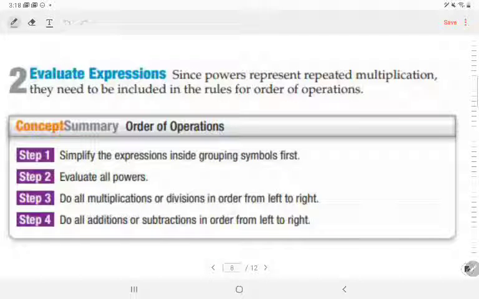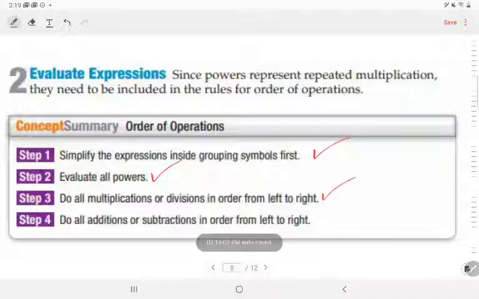All right, so since the powers represent repeated multiplication, they need to be included in the rules for order of operations. So first step would be to simplify the expression inside the grouping symbols. Then evaluate the powers, or the exponents. Then do multiplication or division in order from left to right. And then finally do all addition or subtraction in order from left to right.